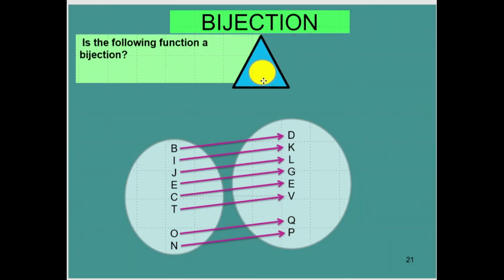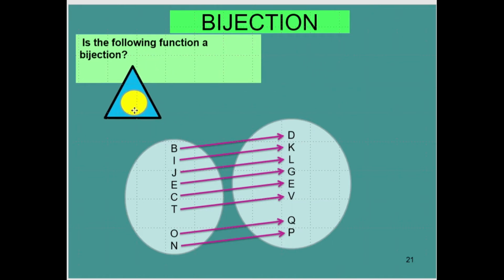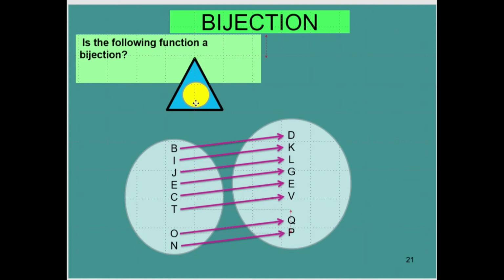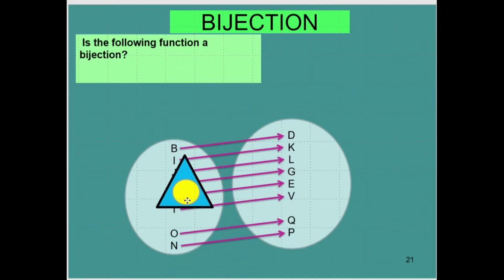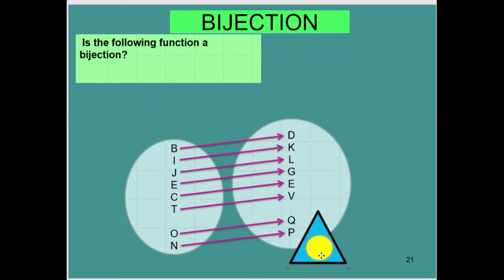Coming to the function concept, bijection. A function is given in an arrow diagram. Is the following function a bijection? Here each and every element in the domain has one image, and in the codomain all the elements are paired. Hence this is one-to-one and onto. Therefore this is a bijection.